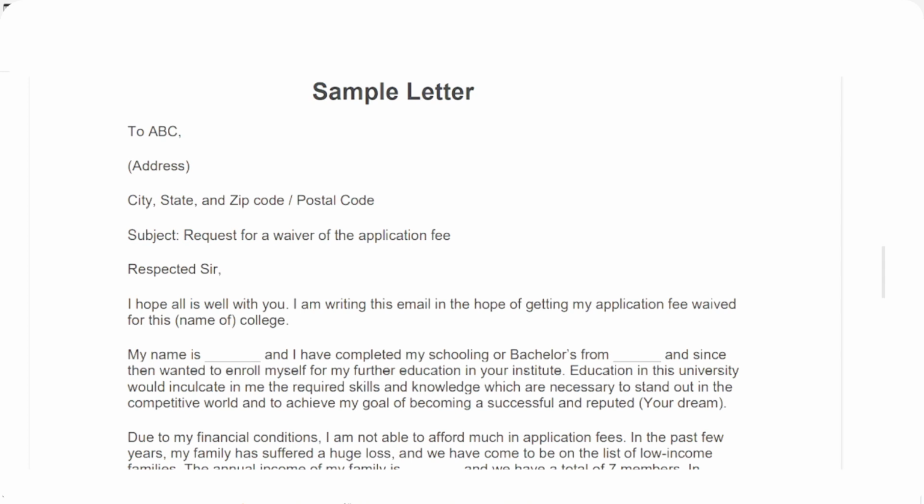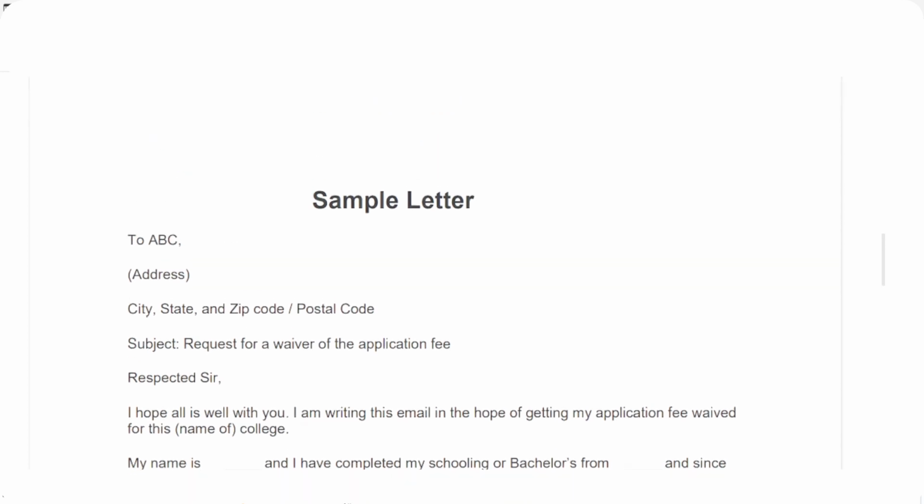Alright, you mentioned the address. The address is always located below the homepage of the particular university you intend applying. And the city, the state, the zip code or the postal code is always available there. And this was the subject I was mentioning about: request for a waiver of the application fee.